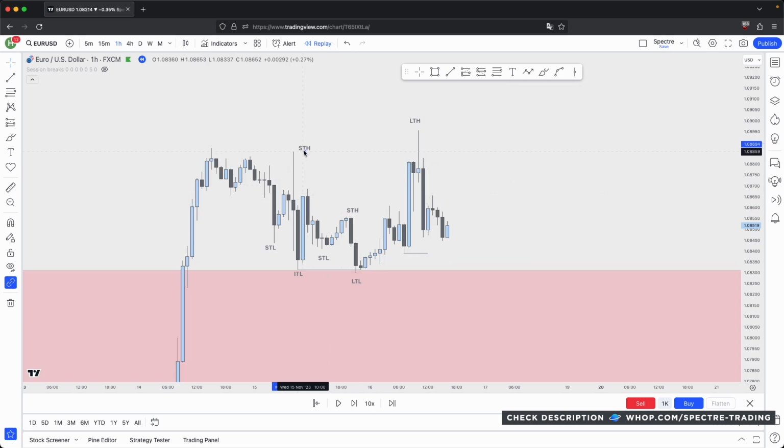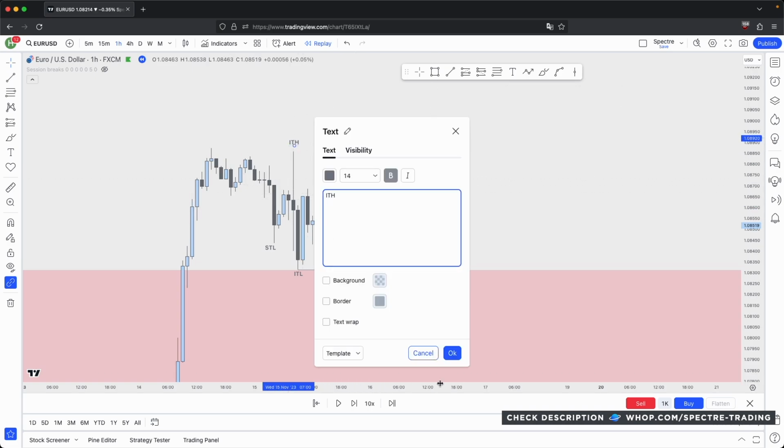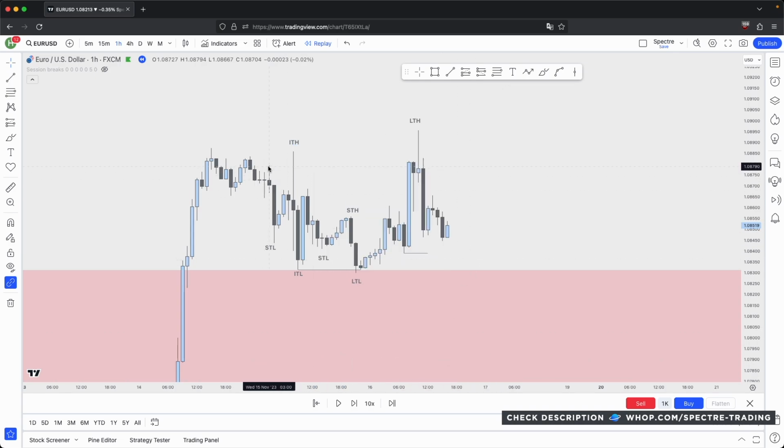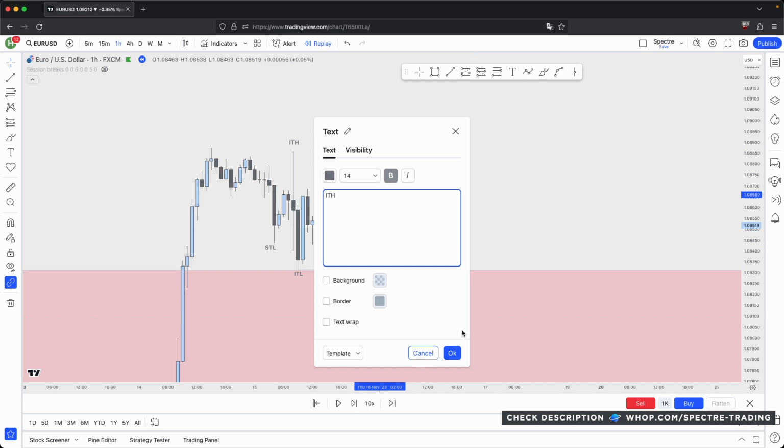However, here, this is also an intermediate term high, because you have a short-term high here and a short-term high here, or you can use this short-term high. Because we have a short-term high here, and if you look closely, this wick is also a short-term high. What does that make this high? An intermediate term high.